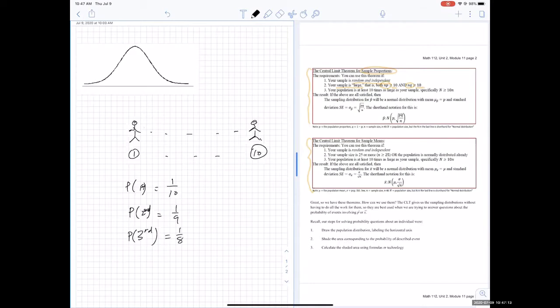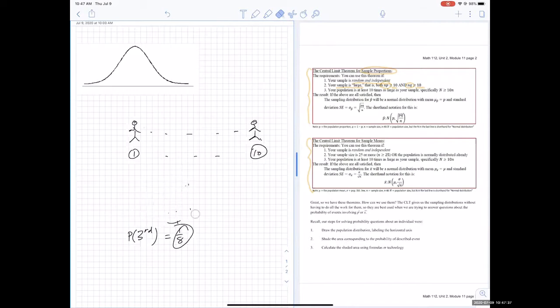Very good. You notice that a simple random sample tells us that in order to be a simple random sample, each individual has to have equal probability. Does it have equal probability? No, this does not. This has 1 out of 10, this is 1 out of 9, 1 out of 8, right?